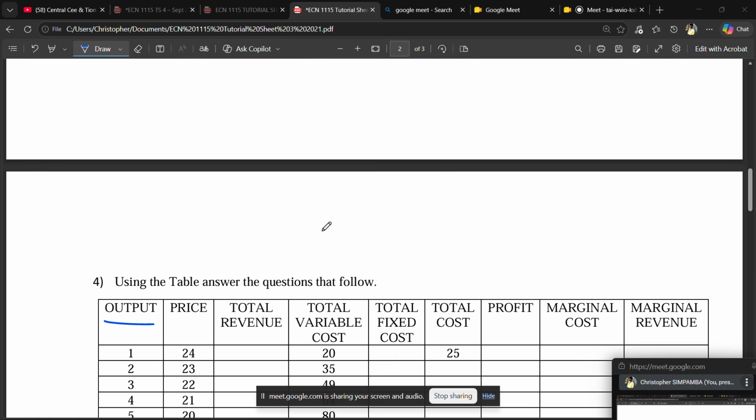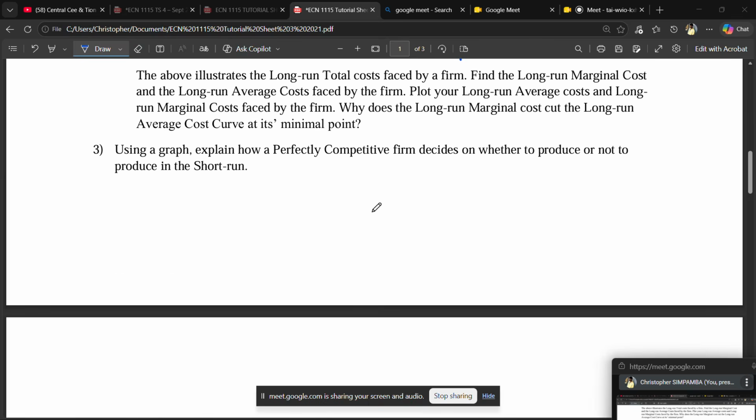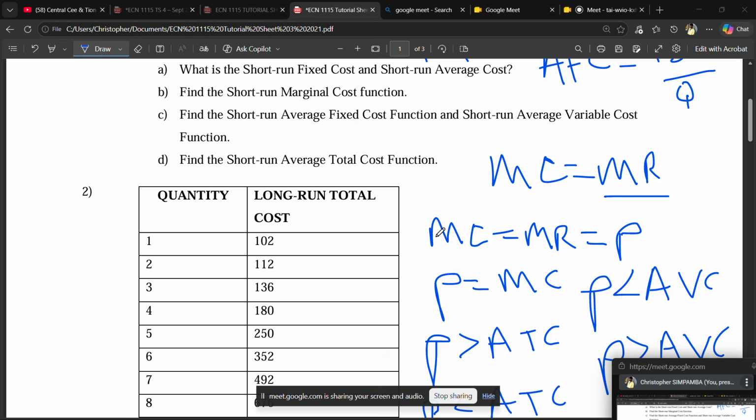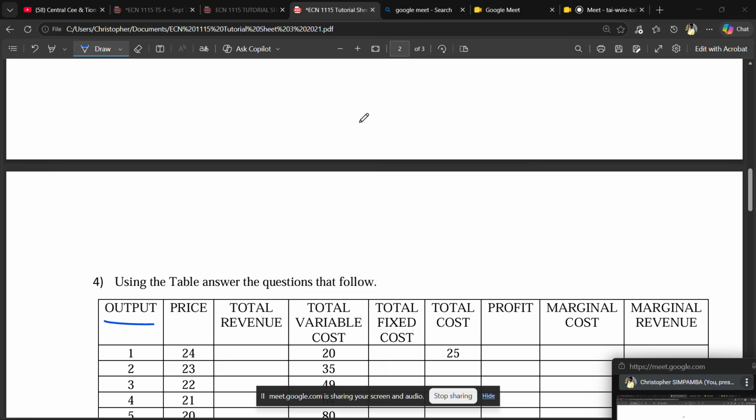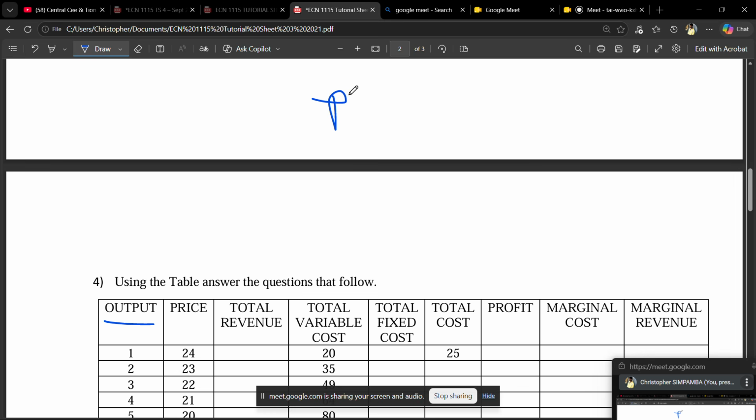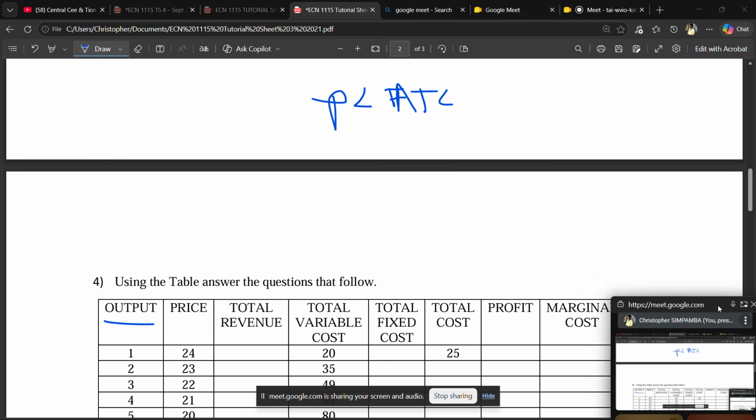So a firm will basically, let me not waste much time drawing my graph, you understand. If price is less than average total cost, it means that the firm is making losses, right, in the short run.